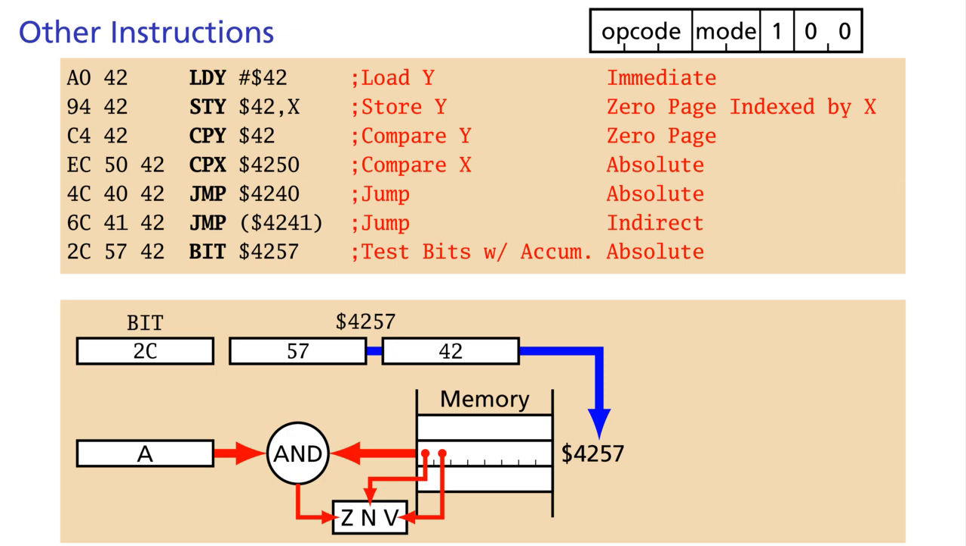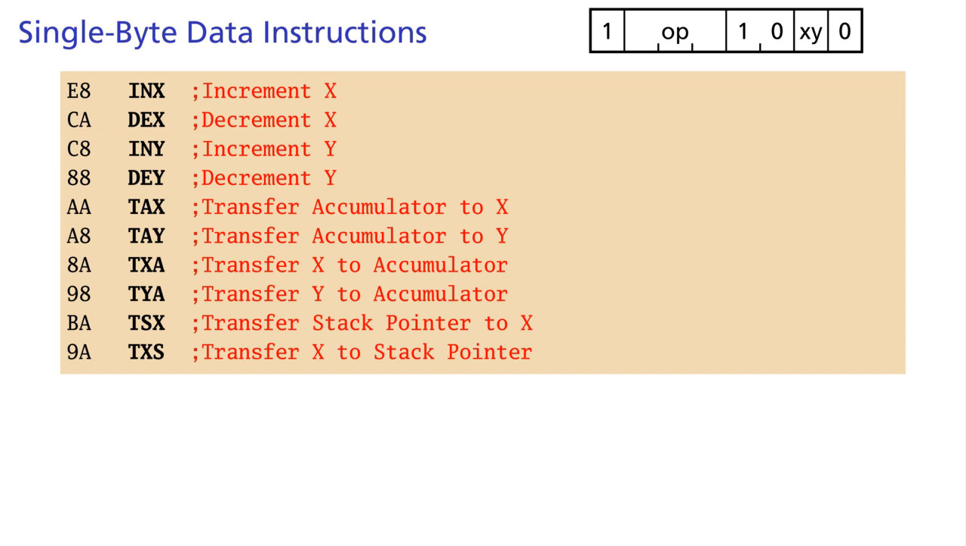It's probably most useful for checking the MSB of an I/O location, like the keyboard strobe, but the AND with accumulator functionality can also be used to check if 1 or more other bits in the byte are all clear. Here's a collection of single-byte instructions. These increment and decrement the index registers, which is useful when doing counted loops, shuttle the contents of index registers to and from the accumulator, and provide the rarely used ability to save and update the stack pointer.